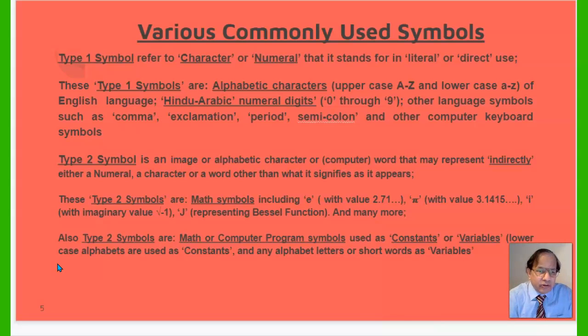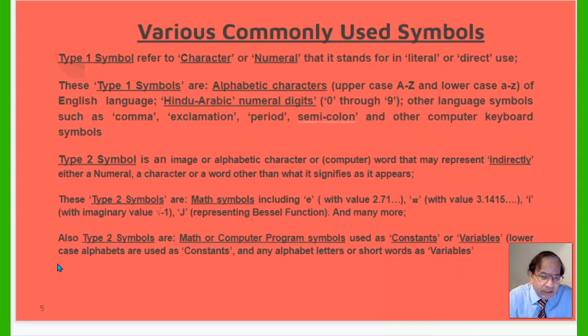We denote some commonly used symbols on this video. Type 1 symbols are alphabetic characters, uppercase A to Z, lowercase a to z in English language, Hindu-Arabic numeral digits, and other language symbols such as comma, exclamation, and other symbols, and so on. Type 2 symbols are math symbols, including pi with the value of 3.1415, or e, small letter e, with the value of 2.71, and so on.